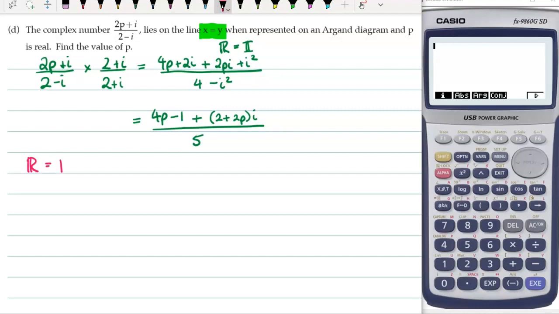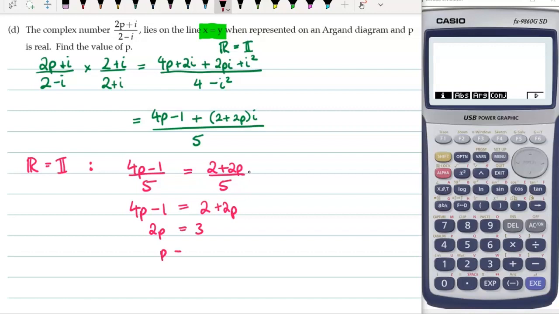Now if the real is equal to the imaginary, that gives us the real part on our expression just here for the complex number is the 4p minus 1 over 5, and the imaginary part is 2 plus 2p over 5. So those 5's cancel, and we end up with the numerators being equal to each other. Bring the p to the left-hand side. We've got 2p, take that 1 over, we've got 3, so p is equal to 3 over 2.